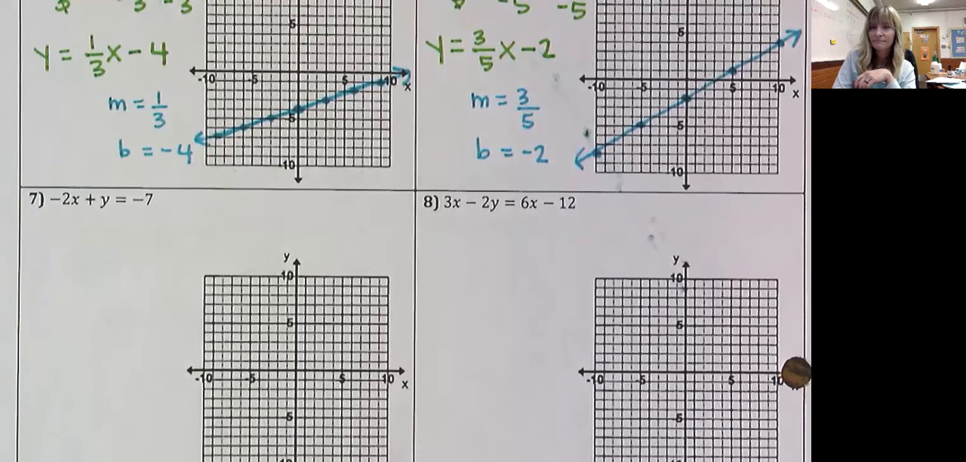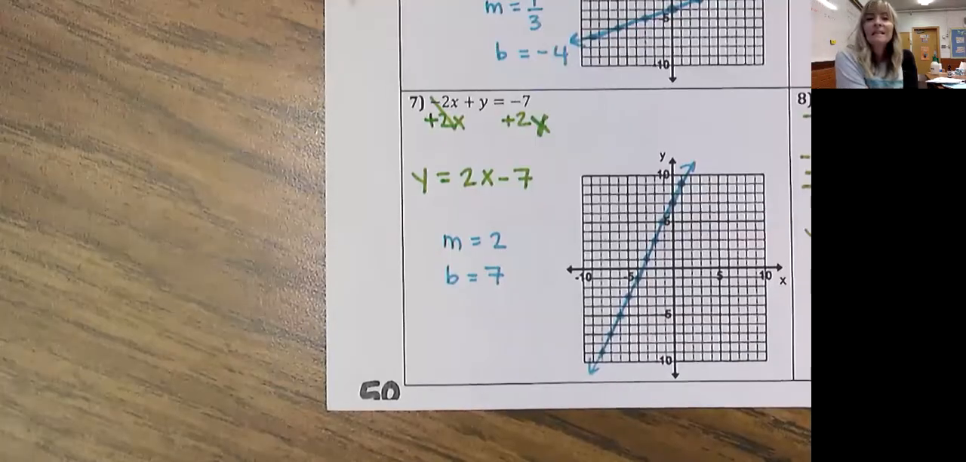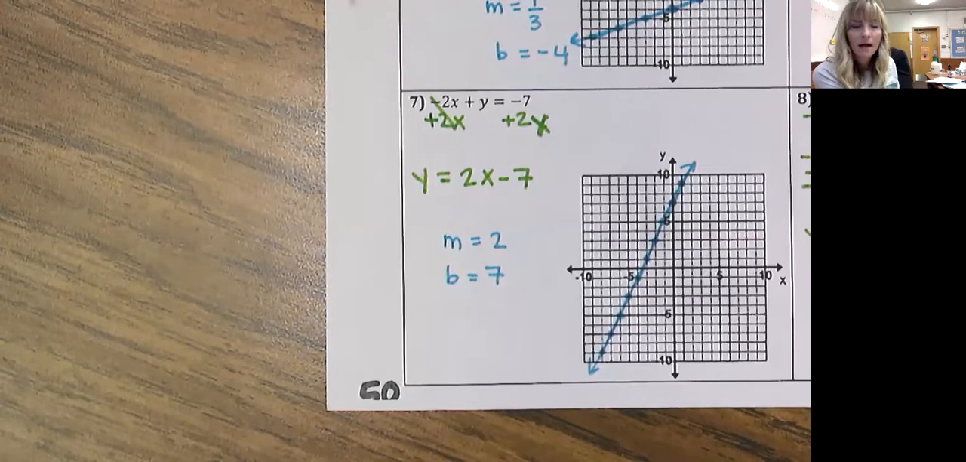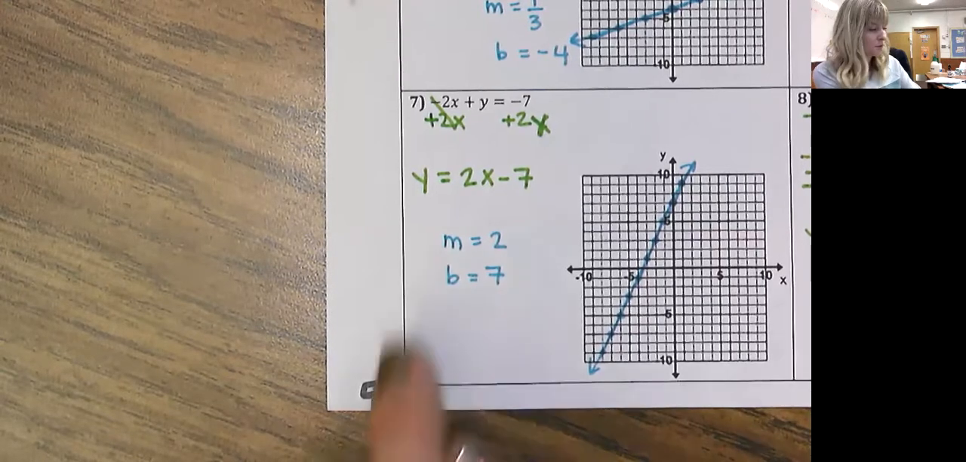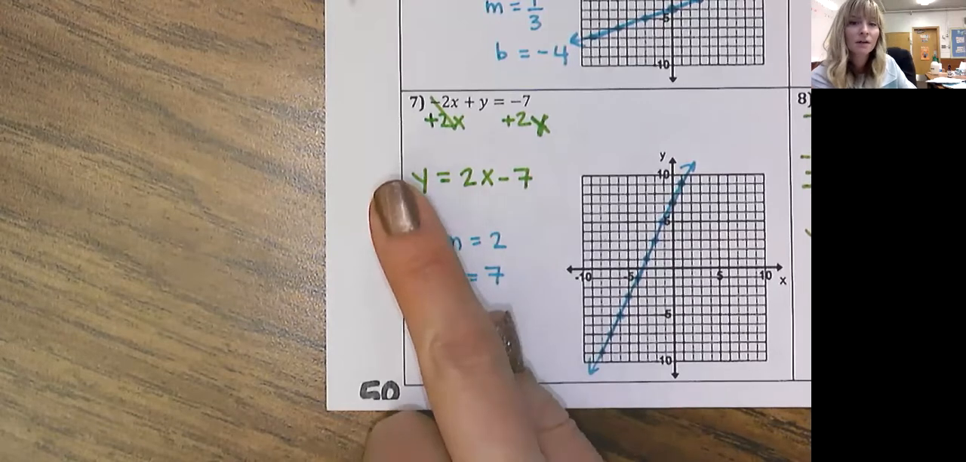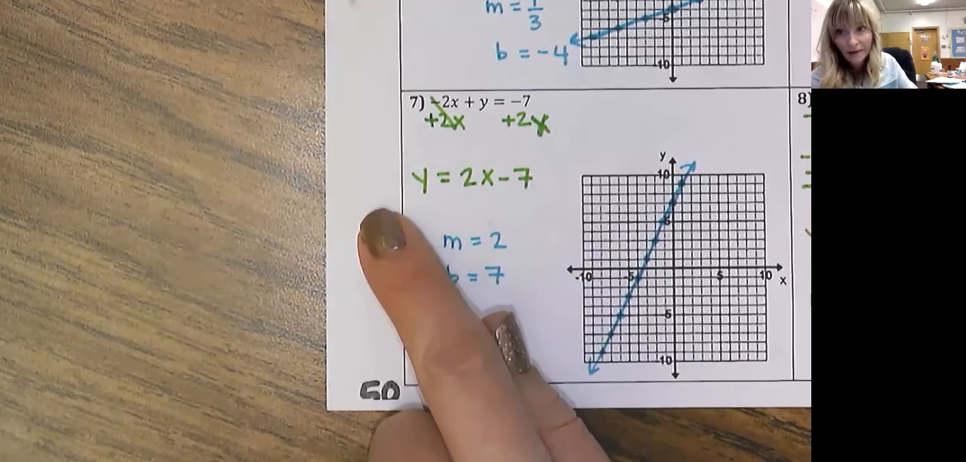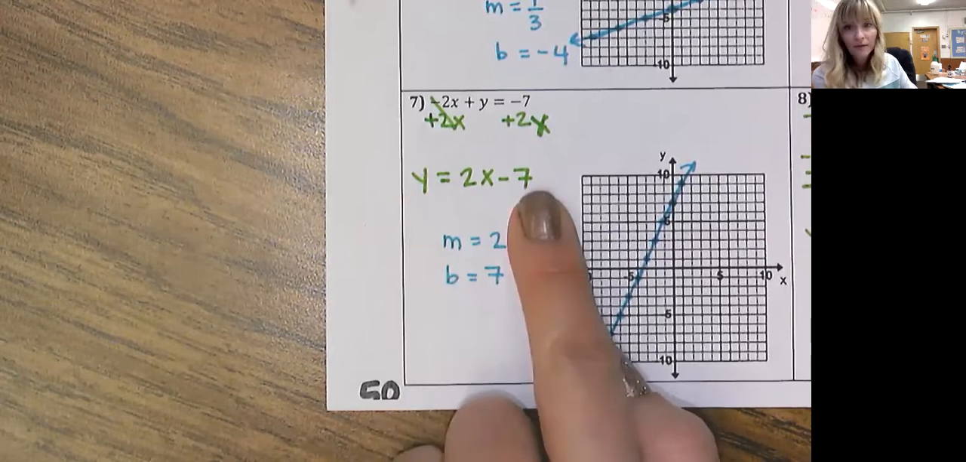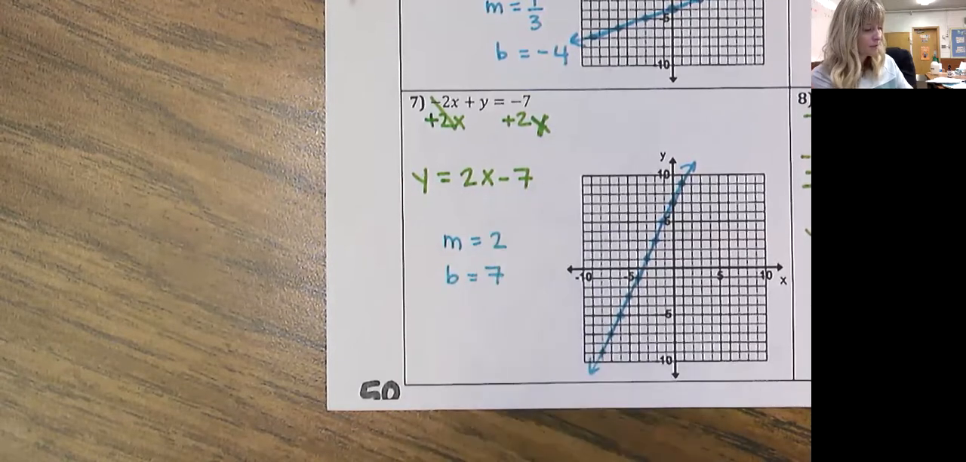Let's see how we did, starting with number 7. Actually, all you had to do on number 7 was go plus 2x plus 2x. There was nothing to divide by after that because there's already a coefficient of 1 on the y. So at that point, we have our slope-intercept form. So m is 2, b is 7.